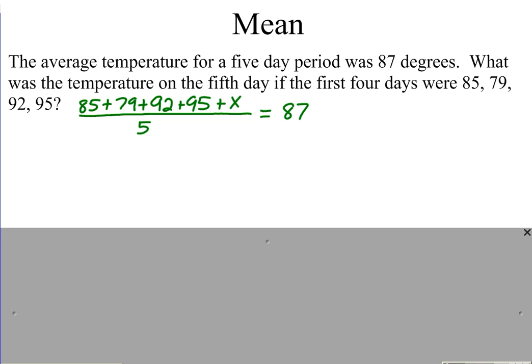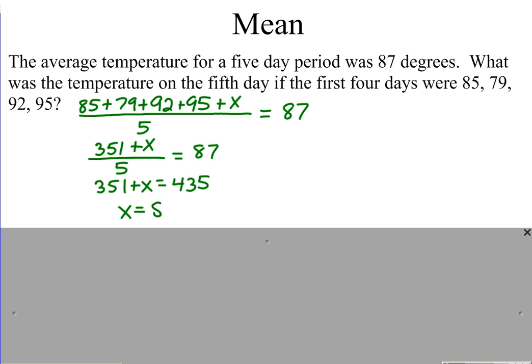From here, simplify this numerator. Add those 4 temperatures up. We get 351 plus x divided by 5 equals 87. And now we need to solve this equation for x. I'm going to begin by multiplying the 5 over to the other side. 87 times 5 is 435. Finish solving for x, subtract the 351. And we know that the temperature on that 5th day had to be 84 degrees.